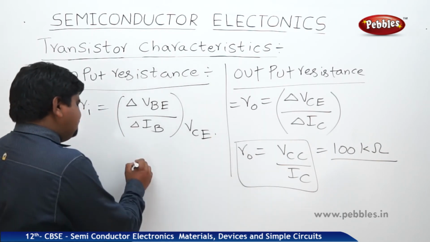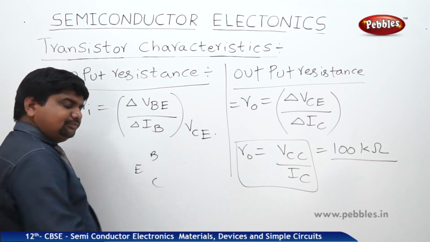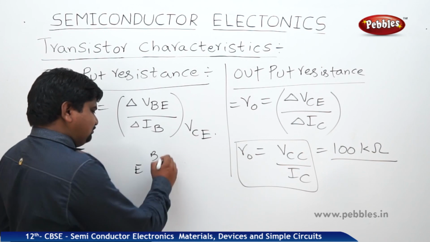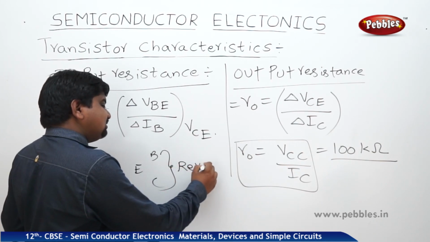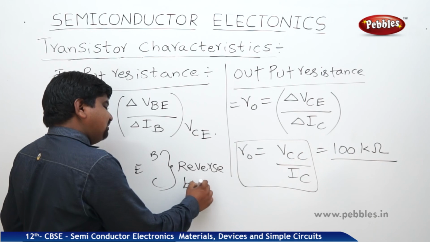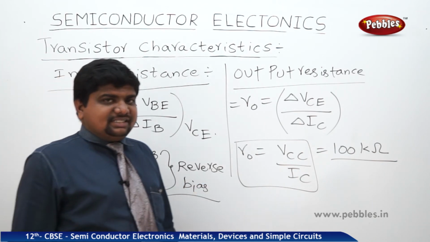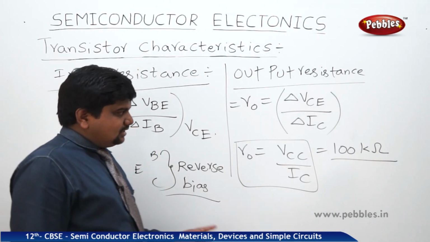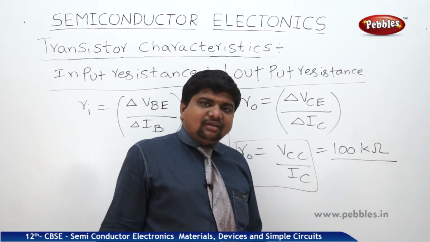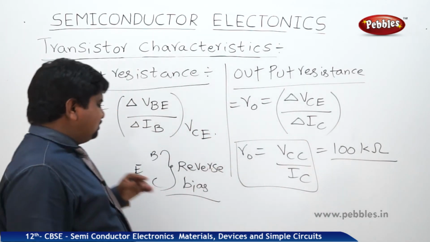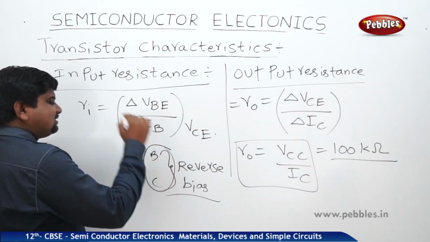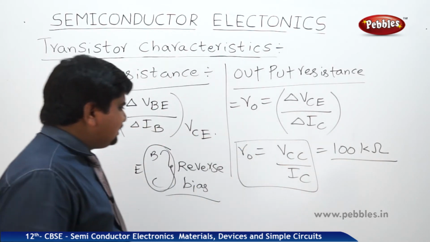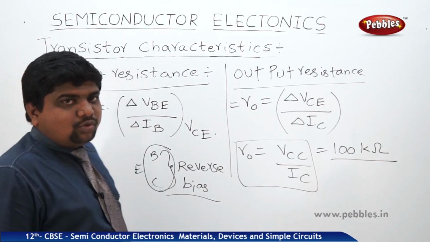suppose if this is the EBC configuration, the second part, which is nothing but the base collector junction, is in reverse bias. In reverse bias, the mobility of the charge carriers is very less because resistance goes on increasing. In forward bias, resistance is less. So that's why this 100 kilo ohms order of output resistance is possible because of the reverse bias connection between the base and the collector. And the next one is current gain or voltage gain.